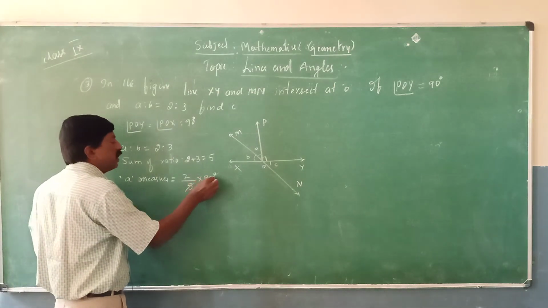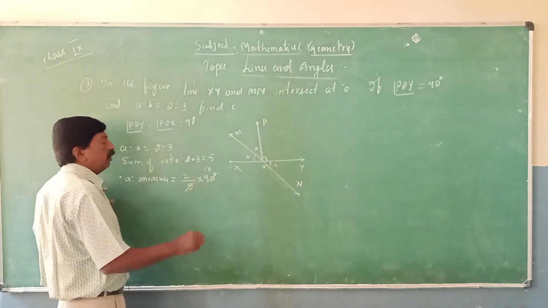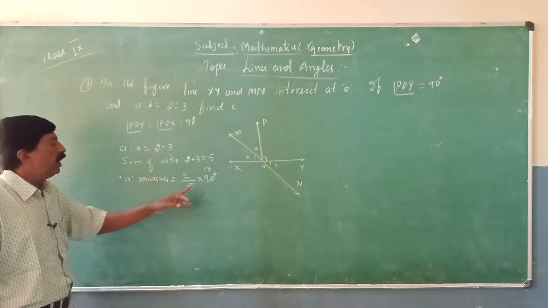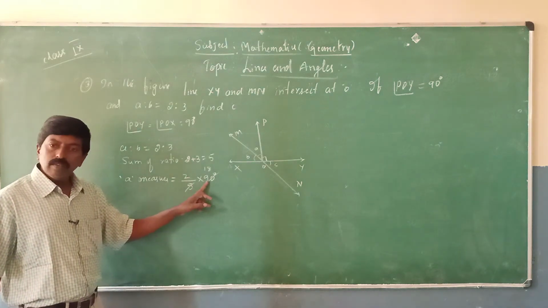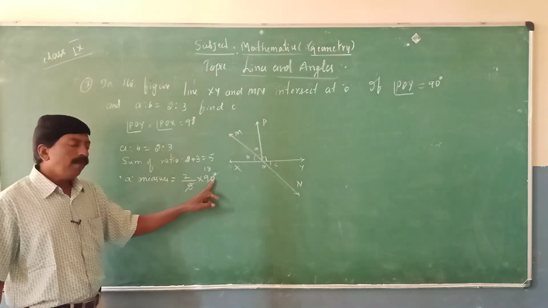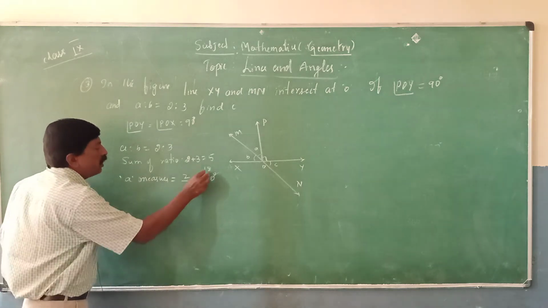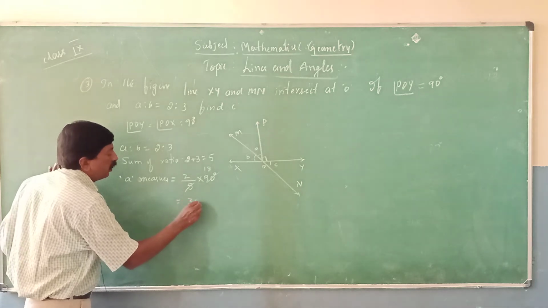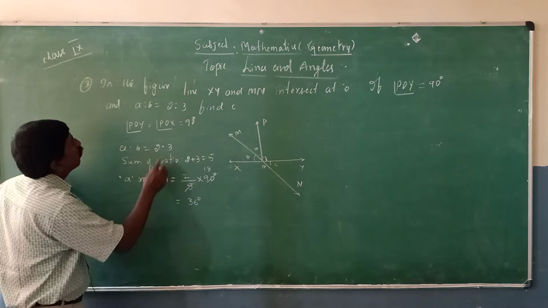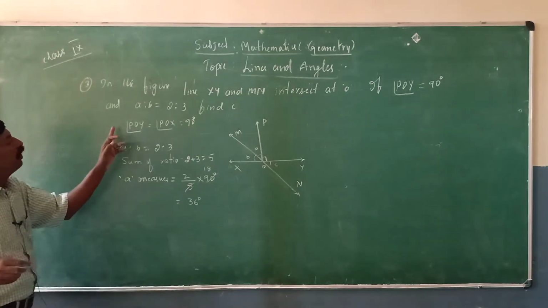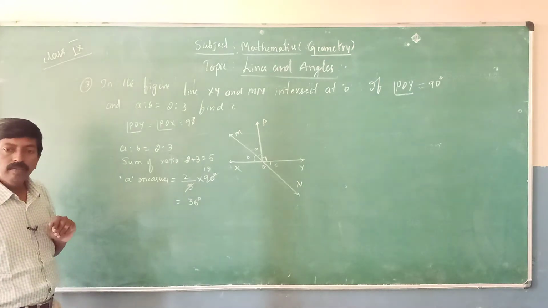Now 5 ones are 5, remaining 4, 5 eights are 40, 18 fives are 90. Once again look here, 5 ones are 5, remaining 4, it will become 40, 5 eights are 40. Therefore A measures 18 twos are 36 degree. So therefore, remember, we got A is 36 degree.